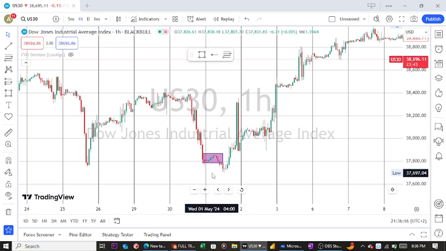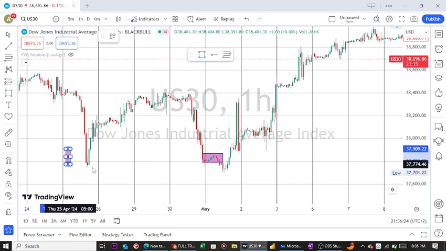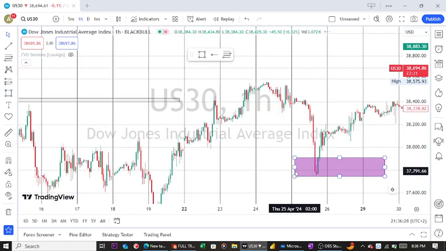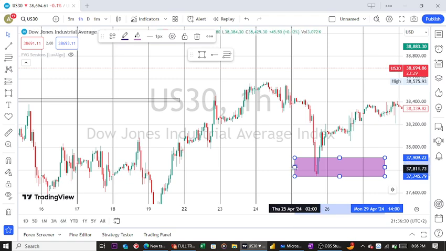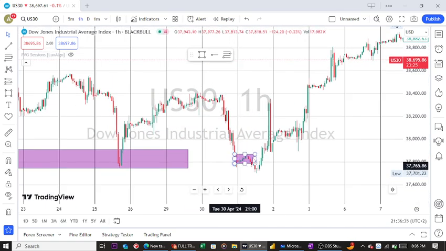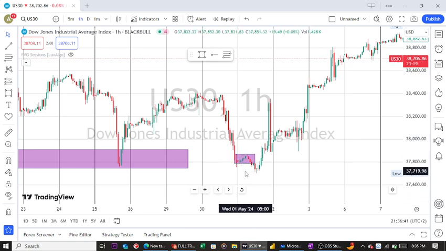Now when you're looking for a change of trend in a key zone, this is a key zone. This is a key zone. This is a key zone. Now I'm looking for a reversal at this point because I'm seeing a liquidity sweep.